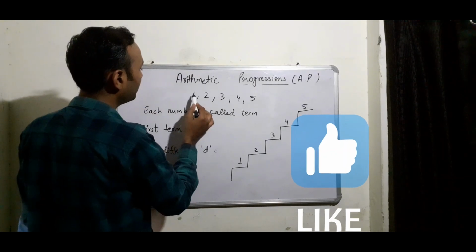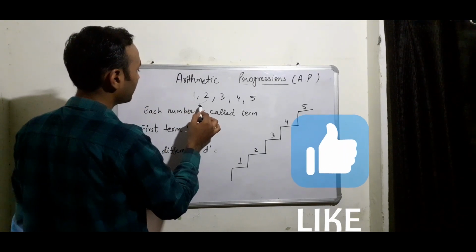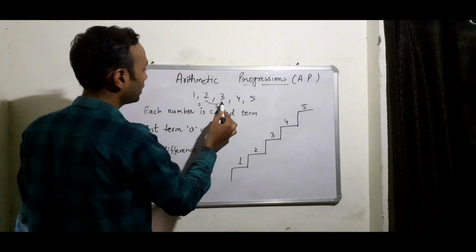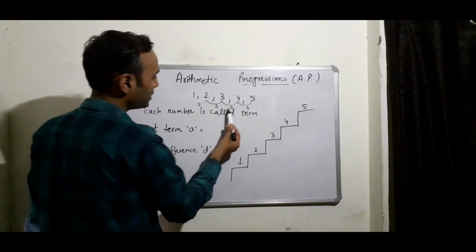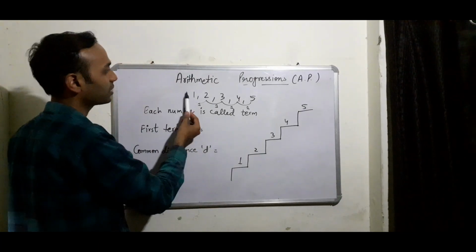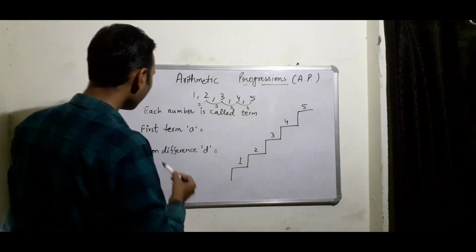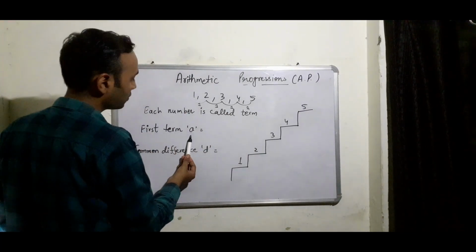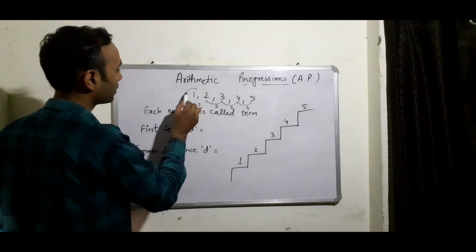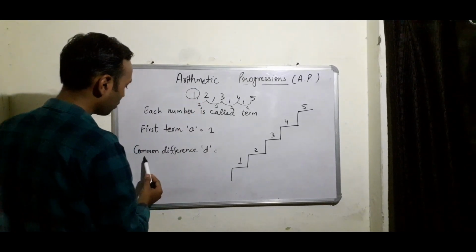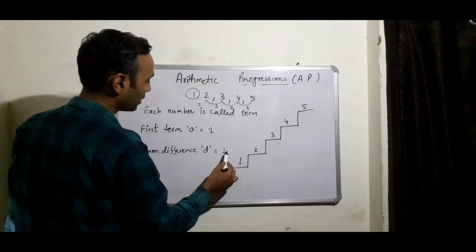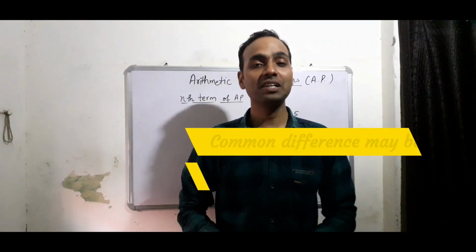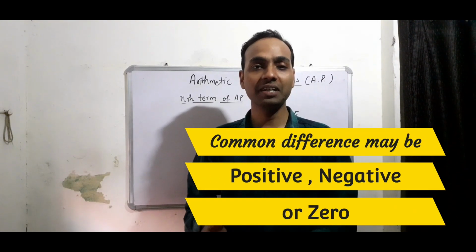The difference between two terms here is 1, and here is 1, and here is 1, and here is 1. The common difference between terms is equal, so it is called an arithmetic progression. The first term is denoted by small a, here it is 1, and the common difference is denoted by small d, here also 1. The common difference of an AP may be positive, negative or 0.